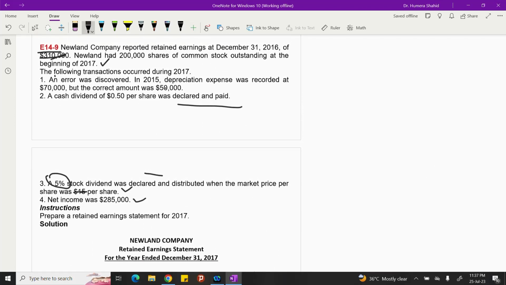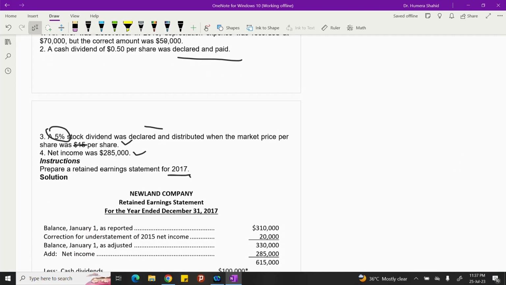Firstly, opening balance of retained earnings. We need to prepare the retained earnings statement for 2017. We have the ending balance of 2016, which will become the opening balance for 2017. Okay, so what is the ending balance of 2016? 310,000. So we'll write here balance January 1st as reported 310,000.